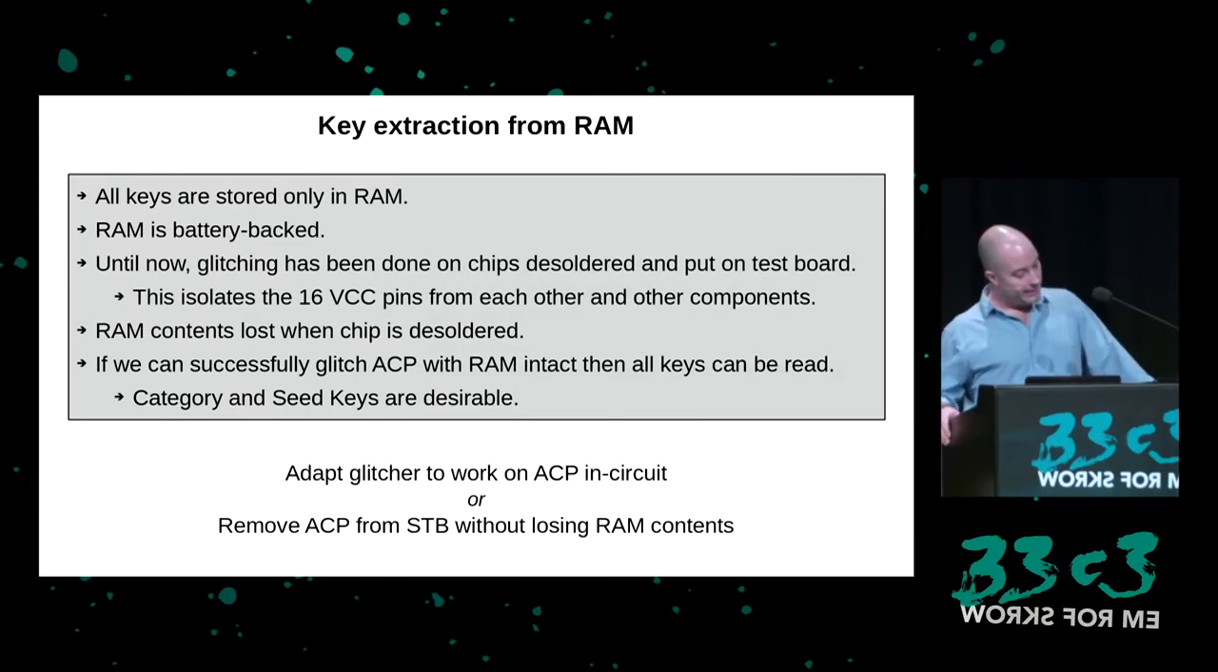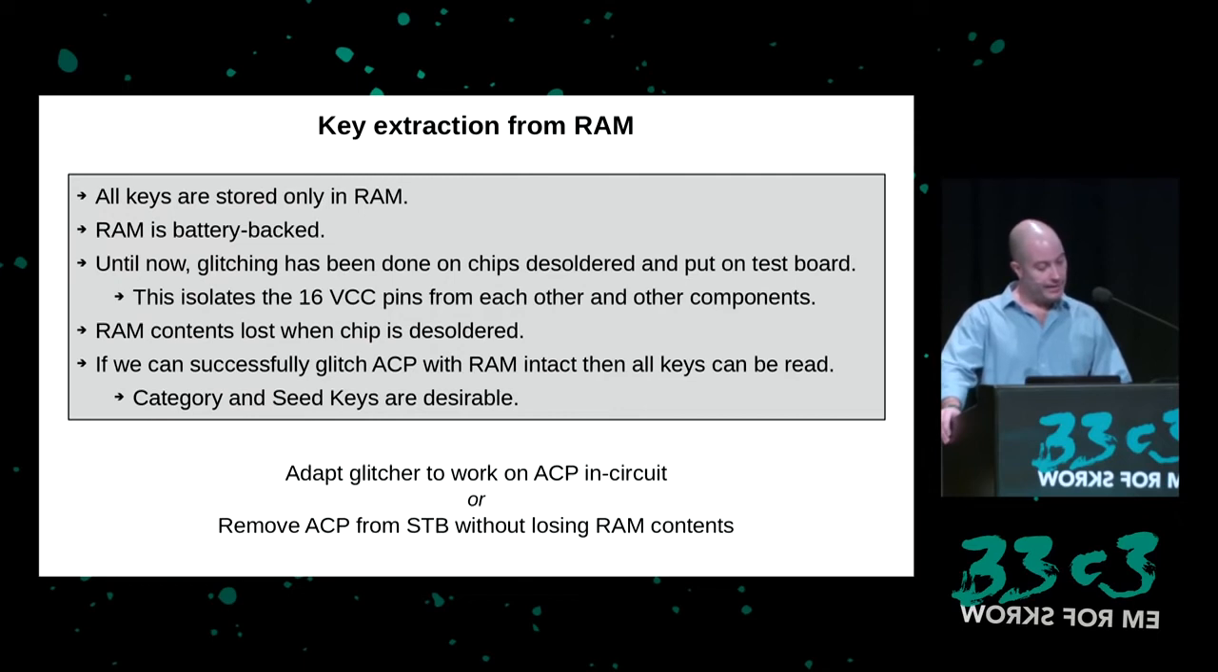The interesting keys in the ACP are all stored in RAM only. This includes working, program, category, and seed keys. The RAM is battery backed. If the seed keys are ever lost from RAM, this ACP can no longer process EMMs and so is useless.